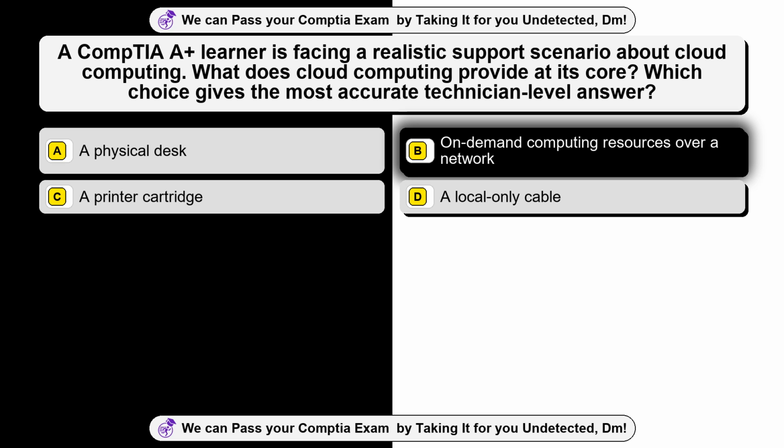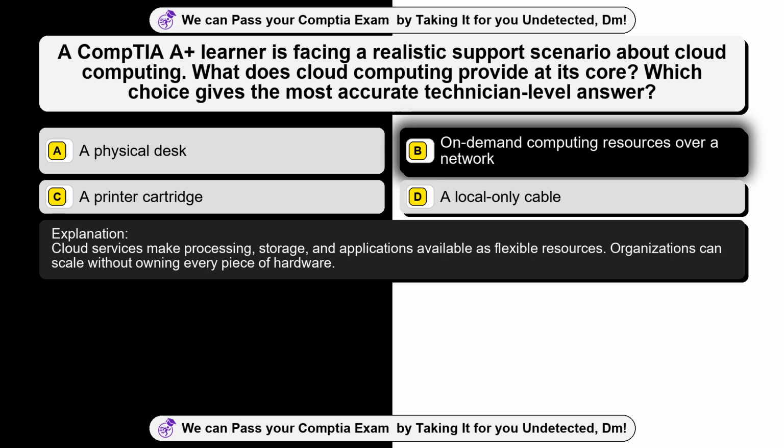The correct answer is option B. On-demand computing resources over a network. Cloud services make processing, storage, and applications available as flexible resources. Organizations can scale without owning every piece of hardware.